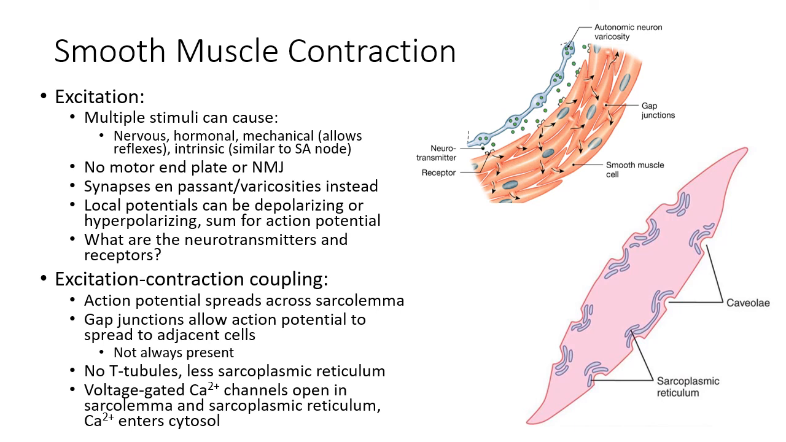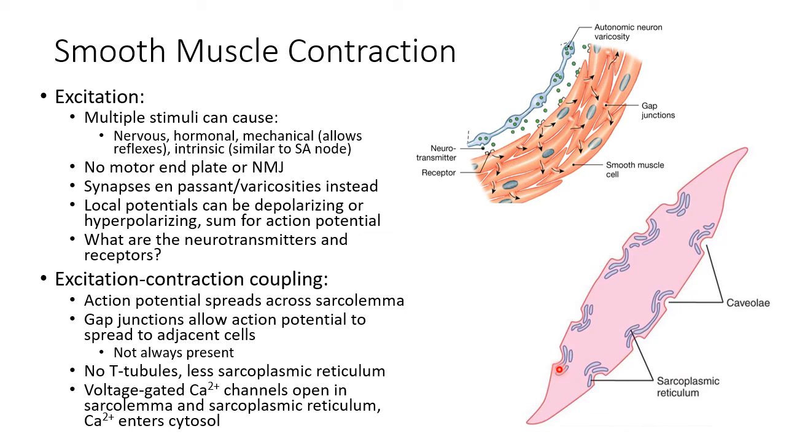So that's excitation. Then in excitation-contraction coupling, you would have that action potential spread across the entire sarcolemma, and if you have gap junctions, it'll also spread through the gap junctions to the cells that it's connected to. But you don't have T-tubules in your smooth muscle. You do have sarcoplasmic reticulum, just a little bit of it along the edges of the cell, and no T-tubules at all. But you do have the voltage-gated calcium channels in the sarcoplasmic reticulum that are linked to the cell membrane or the sarcolemma, and you also have more voltage-gated calcium channels in the sarcolemma itself.